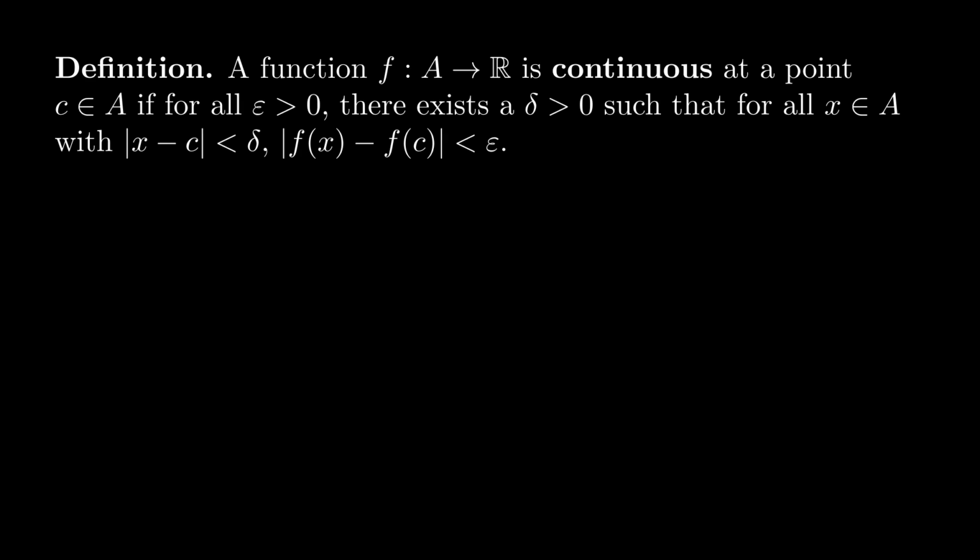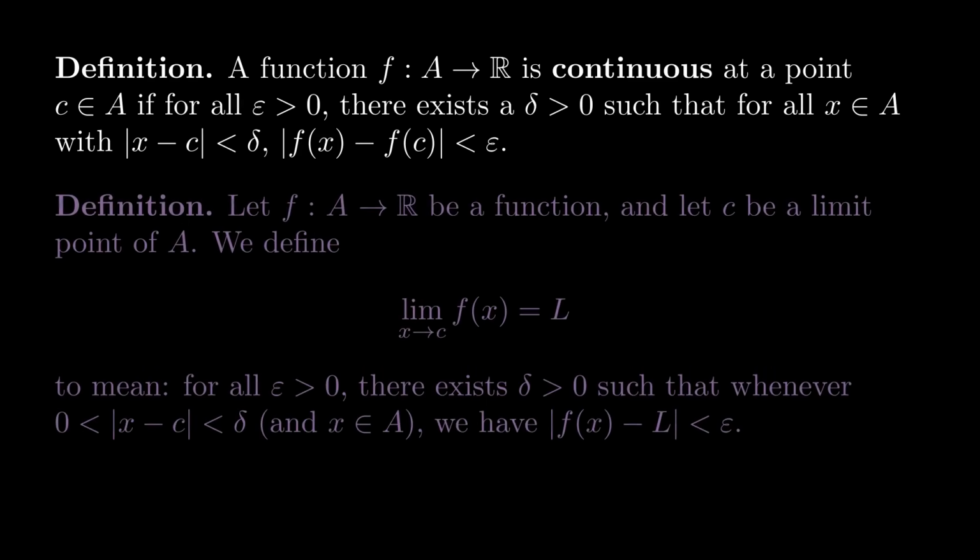So there's two key differences between this definition and the definition of the limit at a point. The first is that instead of comparing the distance of the output to some limit L, we're comparing the distance of nearby outputs to the function value itself. And the second difference is that we don't have that greater than 0 requirement on the distance between x and the input.